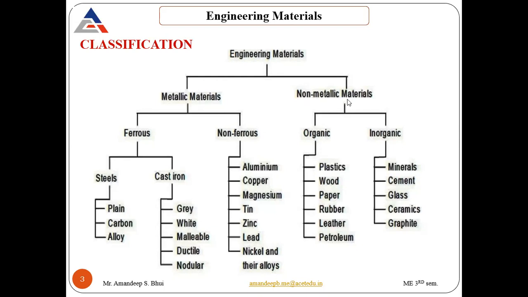In non-metallic materials, there can be two types: organic and inorganic materials. Organic materials are those that are available in nature or produced by nature. Inorganic materials are those that are man-made, made by humans. Organic materials include plastic, wood, paper, rubber, leather, petroleum. Inorganic materials include minerals, cement, glass, ceramics, graphite. All these are inorganic in nature.